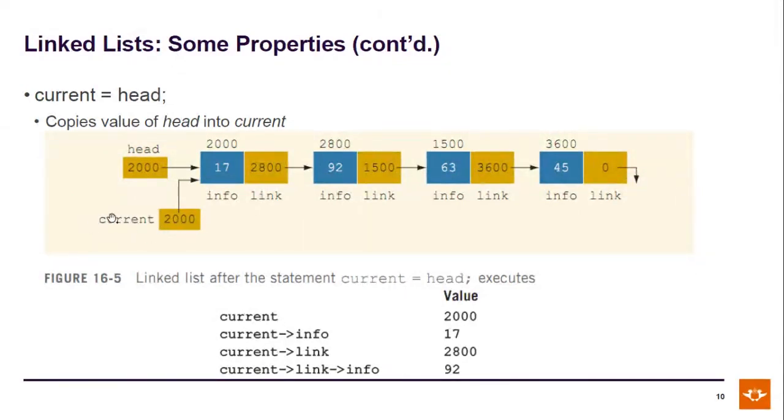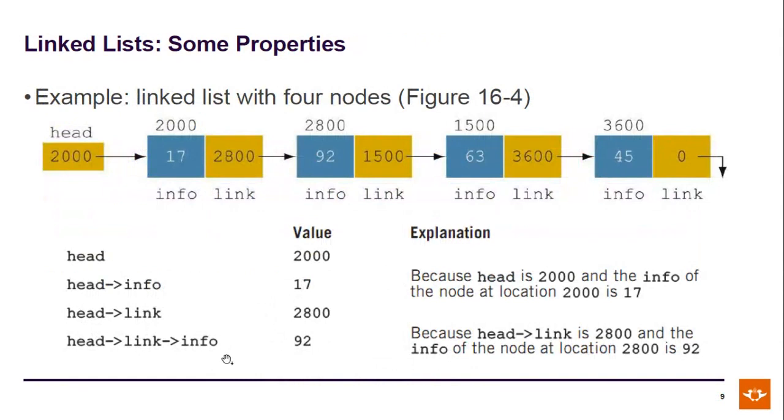Okay, so here we have this current. For example, say current is head, right? If we say current is head, that's going to copy the memory address stored in head and store it in current, which means that current and head will be pointing to the same memory address. If we say current info, we'll get the same results as head info. If we say current link, we'll get the same results as head link. If we say current link info, we'll get the same results as head link info, right? As we did here in the previous slide.